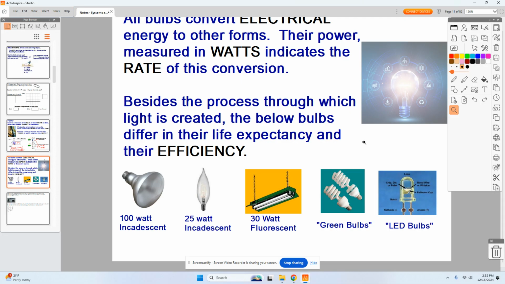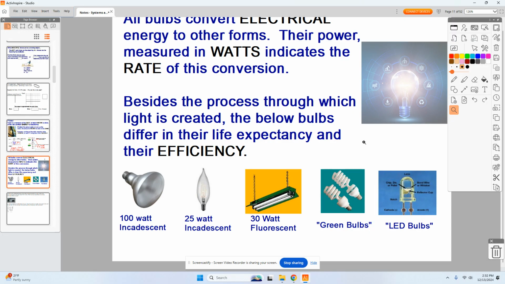This one says 75 watts. This is a 75 watt light bulb. This thing's been on for 10 seconds. How much energy went through this thing? It's a 75 watt light bulb. It's been on for 10 seconds. How much energy has gone through it? 750 joules, because 75 watts means 75 joules per second.